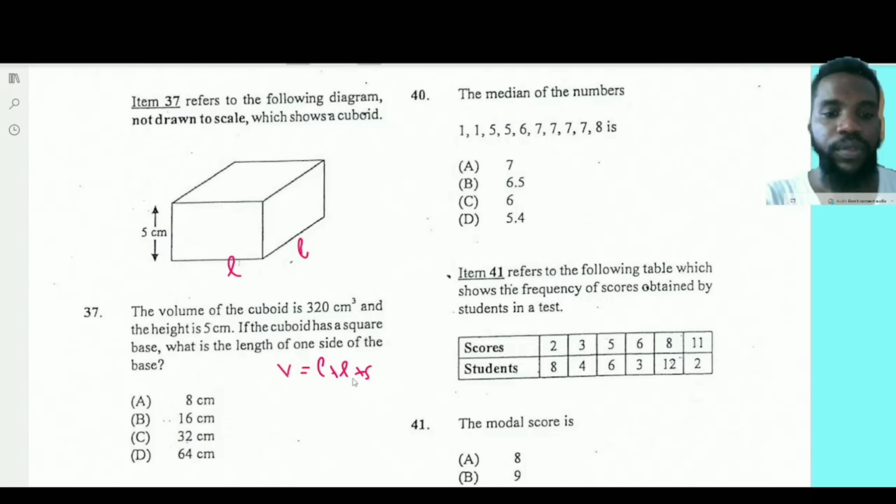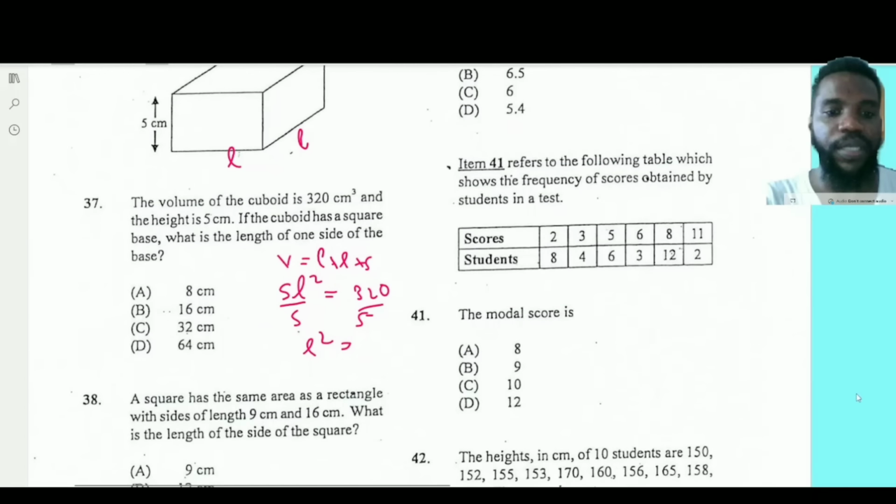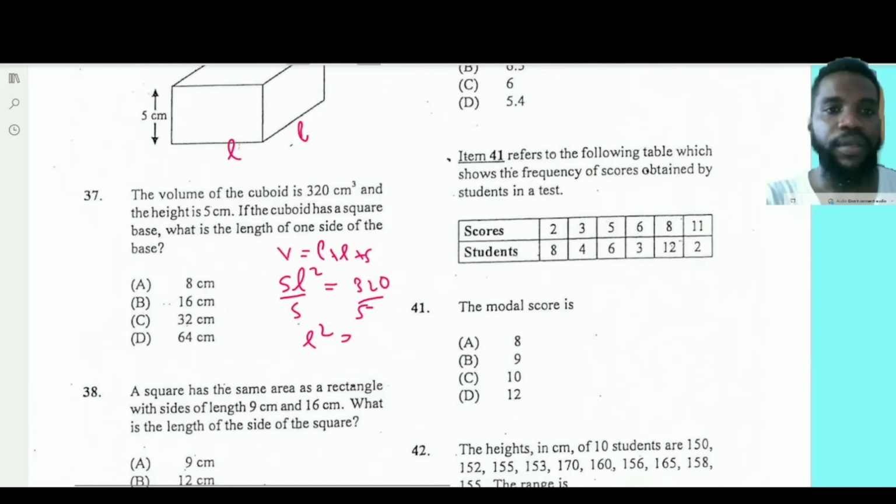Now L times L is L squared, times 5 is 5L squared, which is equal to 320. Start by dividing both sides by 5. L squared is equal to, let me go down a bit to get some more space, 320 divided by 5. 5 into 32 is 6, right? Remainder is 2. You put the 2 beside the 0. 5 into 20 is 4. So L squared is 64. So you're going to ask yourself, what do you multiply by itself to get 64? 8. So it's 8 by 8 because it's a square. So the answer is A as in apple.